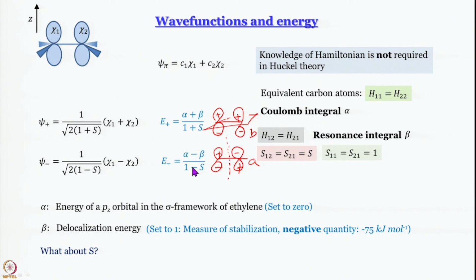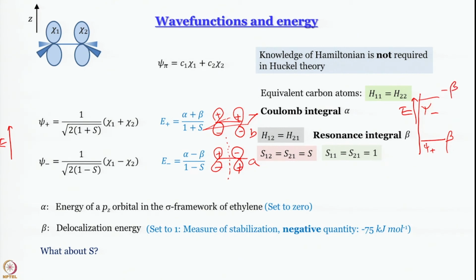So, you draw the energy level diagram like this. I will draw it somewhere here. Let us say this is your energy. Energy goes up, this is the energy level corresponding to psi plus, this is the energy level corresponding to psi minus. This energy turns out to be what? Beta, and this energy turns out to be minus beta.